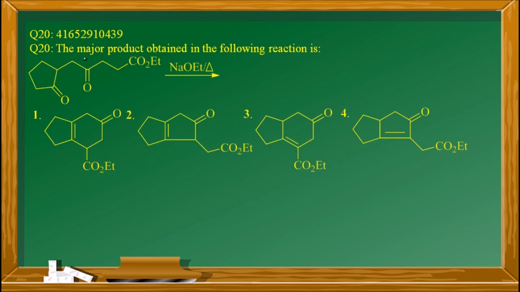Next, question number 20. The major product obtained in the following reaction is, what is the reaction? They are using a base, sodium methoxide, and heating, and the starting material is a carbonyl compound having alpha hydrogens. Carbonyl compounds having alpha hydrogens in the presence of base under heating give alkenes. What is this reaction? Aldol condensation reaction. Let us see what the reactive positions are. Yes, this is one reactive position, alpha to carbonyl. This is also alpha to carbonyl, this is also alpha to carbonyl, and this is also alpha to carbonyl. There are 5 reactive centers.